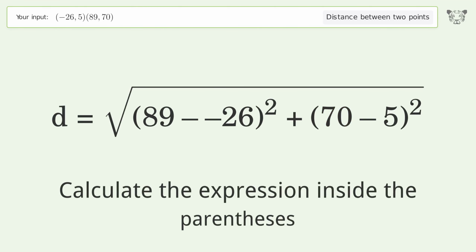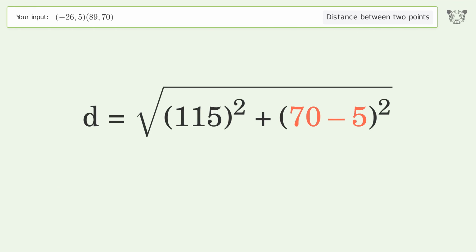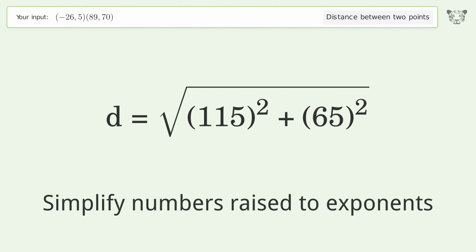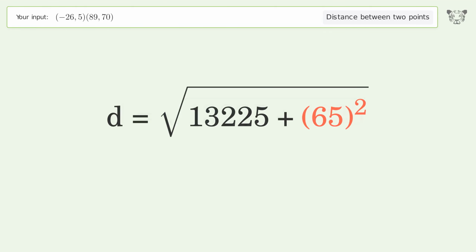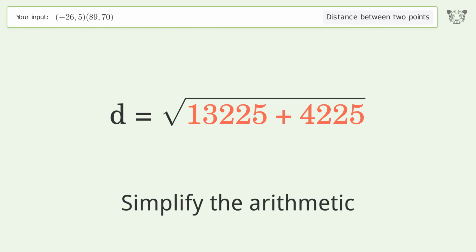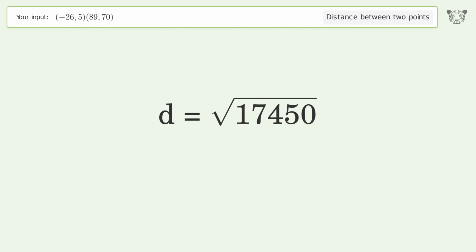Calculate the expression inside the parentheses. Simplify numbers raised to exponents. Simplify the arithmetic. And so the distance between the 2 points is the square root of 17,450, or 132.098.